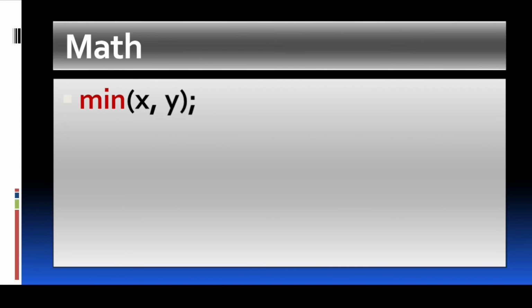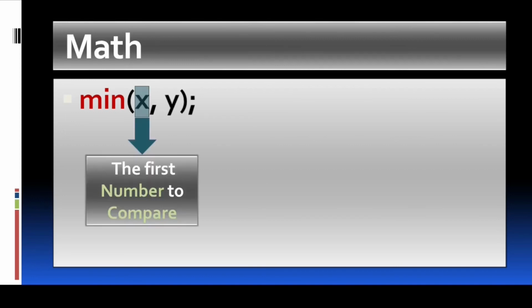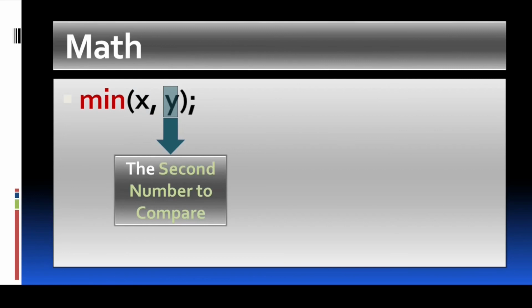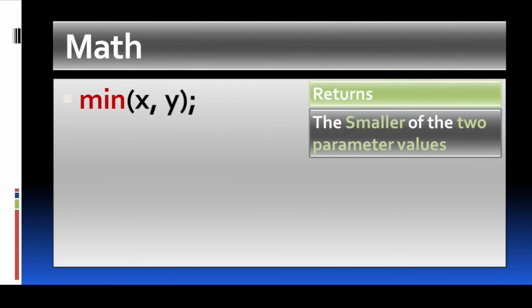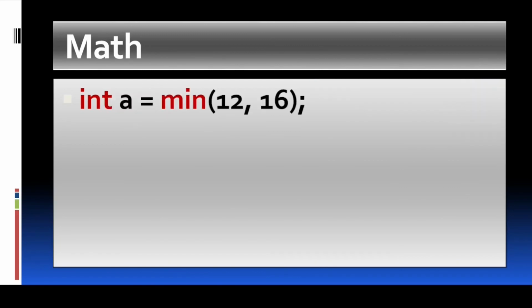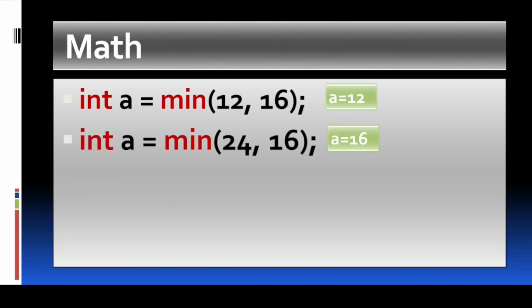This will return the minimum value between x and y. Here x is the first number to compare and y is the second number to compare. This function will return the smaller of the two parameter values. As you can see in the example on your screen, first we declare an integer and write the minimum function. Here the two values are 12 and 16. Here this function puts 12 in a, as 12 is the minimum value. In the second, this function puts 16 in a, as 16 is the minimum value between these two values.